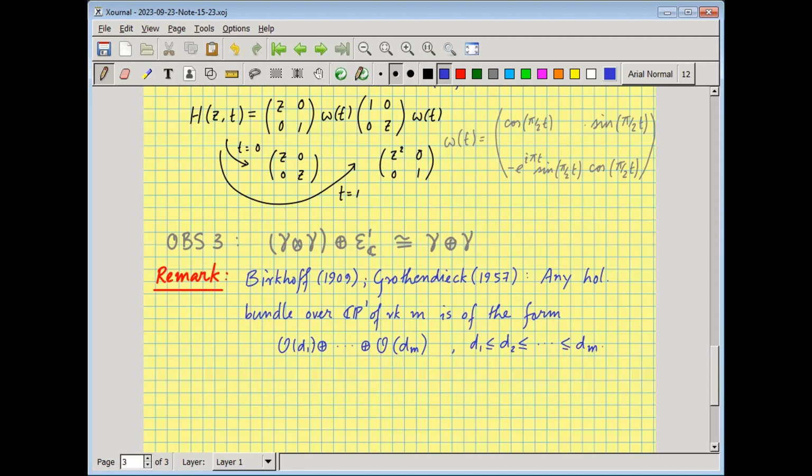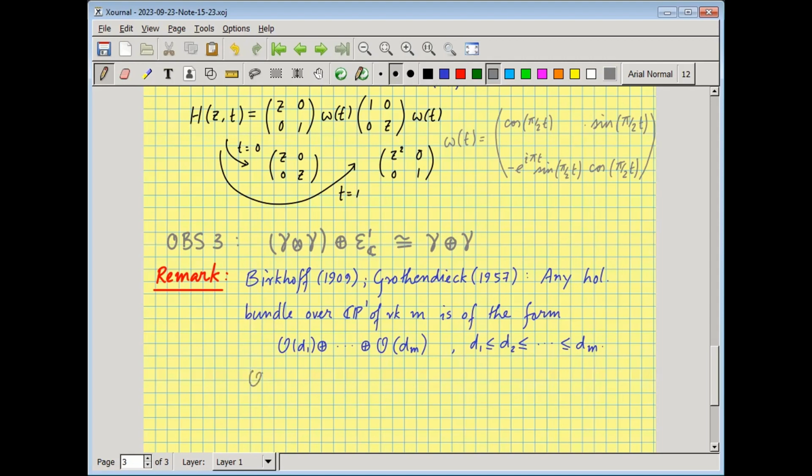And what are these O(d)? These are gamma star tensor d if d is positive, and if d is negative, this is gamma star tensor minus d, the usual. So a consequence of this, or otherwise you can try to show, this is the classification of holomorphic bundles over CP1.